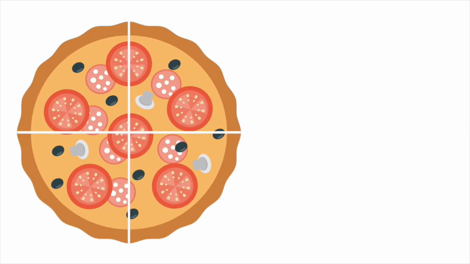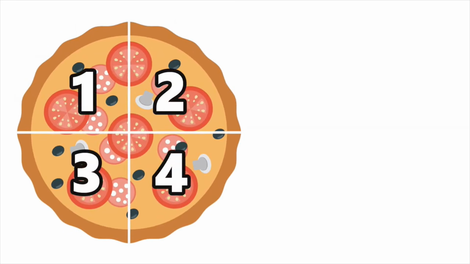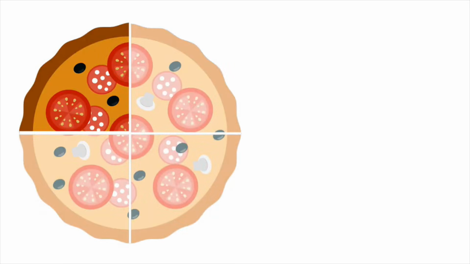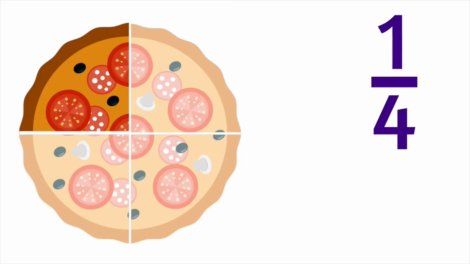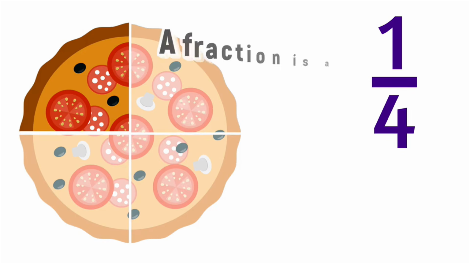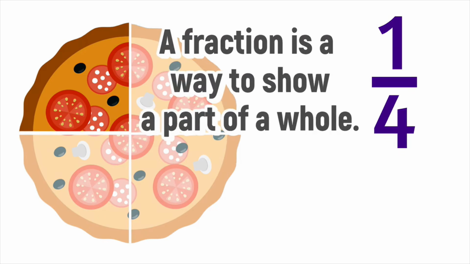I'll show you how it works with this pizza here. The pizza is cut into 4 equal slices. That means the whole pizza is now in 4 parts. If I eat 1 slice, that means I ate 1 out of 4 slices. That's written like this: 1/4. I ate 1/4 of the pizza. The top number shows how many pieces I ate, just 1. And the bottom number shows how many pieces the whole pizza was cut into, 4. 1/4 is a fraction. A fraction is a way to show a part of a whole.